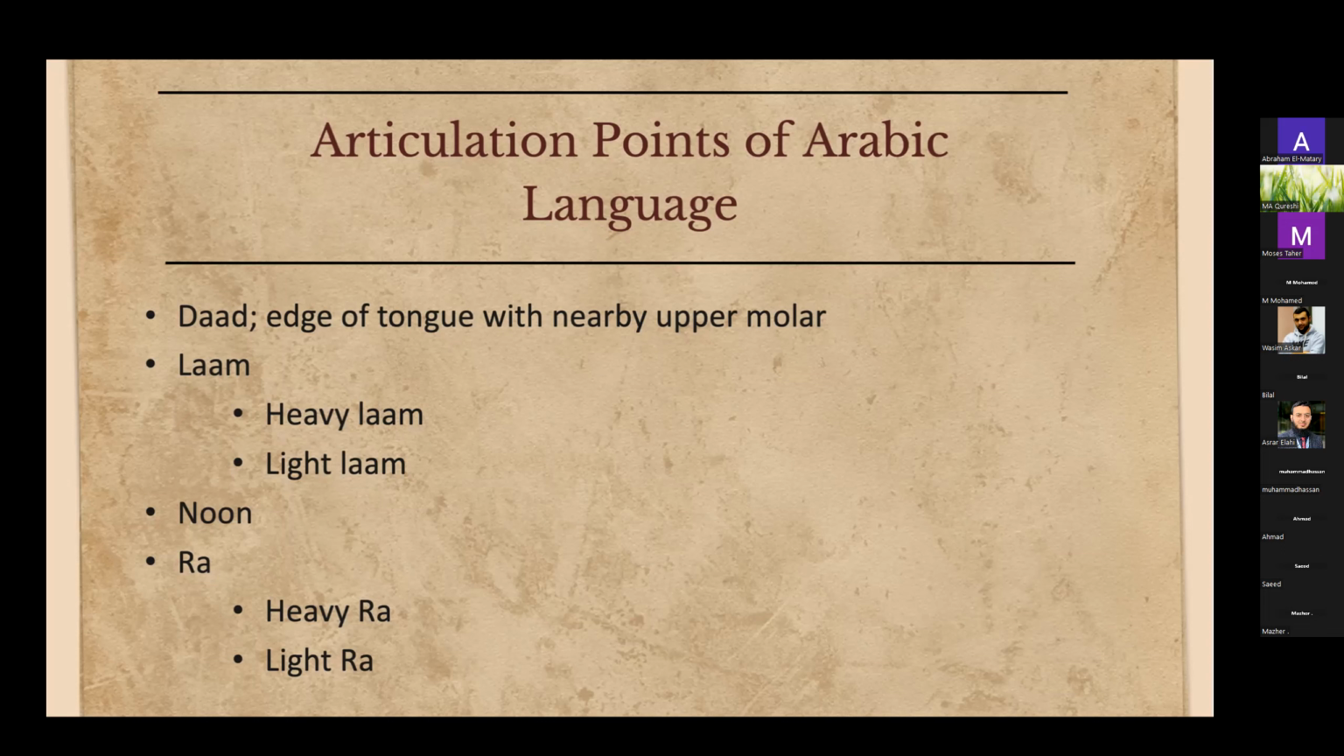And we'll do a comparison between the heavy ra and the light ra. The heavy ra is accompanied by curvature of the middle of the tongue and narrowness in the throat, contrary to the light ra.